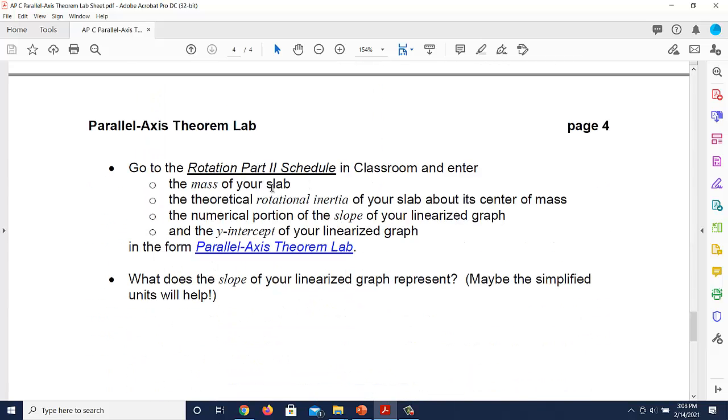Here it tells you to go to the schedule sheet for this part and plug in lots of stuff. There's lots of stuff that we need to know to analyze this. You have to put in the mass of your slab, your theoretical rotational inertia of your slab about its center of mass, right? Those are both from part 1. And then here's the parts from part 2, the numerical portion of the slope of your linearized graph, and we need your y-intercept in this case. This is one of the few labs we do all year where the y-intercept is actually going to be meaningful for us and needed. So all 4 of those things will get plugged in there.